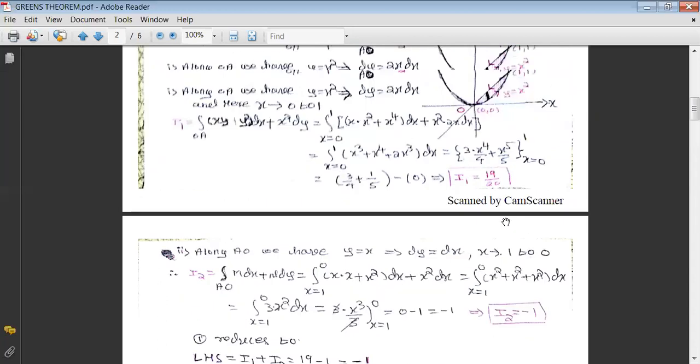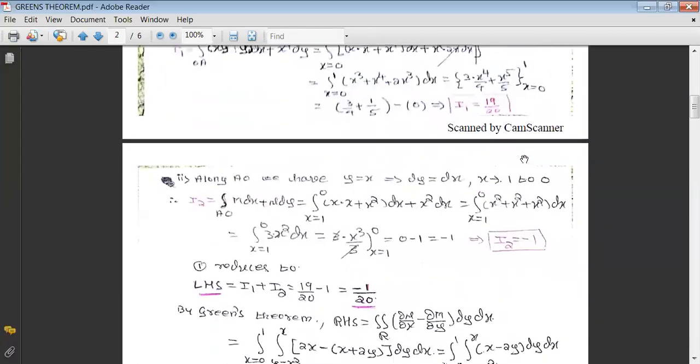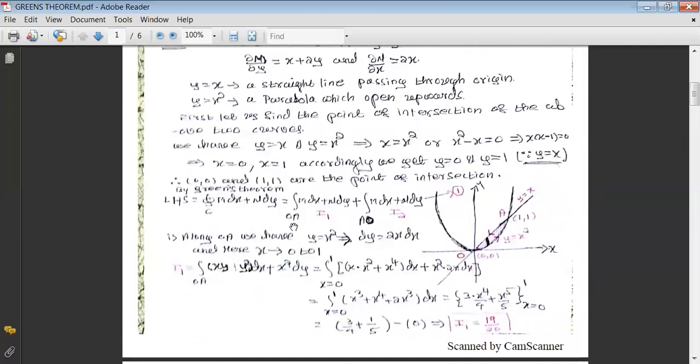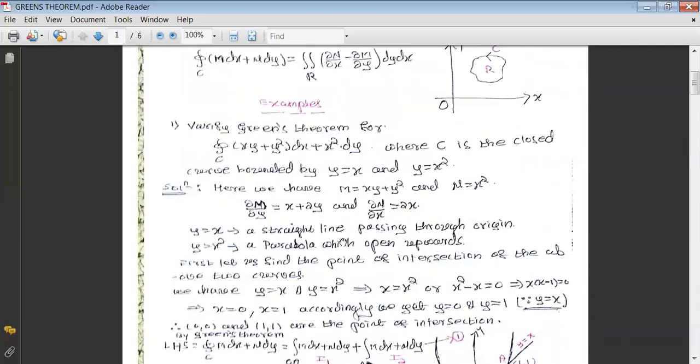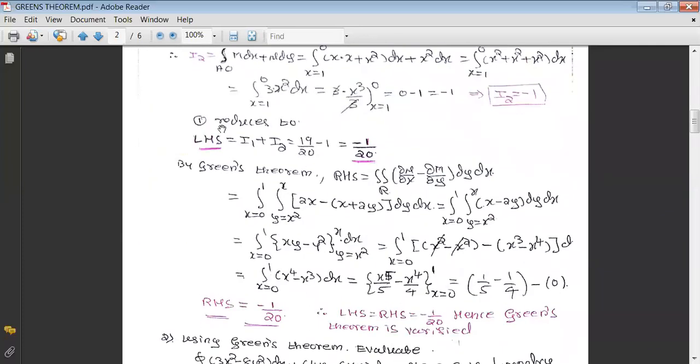The simplification leads to minus 1. Therefore, the value of I2, the evaluation of the integral along the path AO, gives you the value minus 1. Now I want LHS. LHS is the addition of I1 and I2 according to equation 1. Therefore, LHS equals I1 plus I2, that is 19 by 20 minus 1, that is minus 1 by 20.